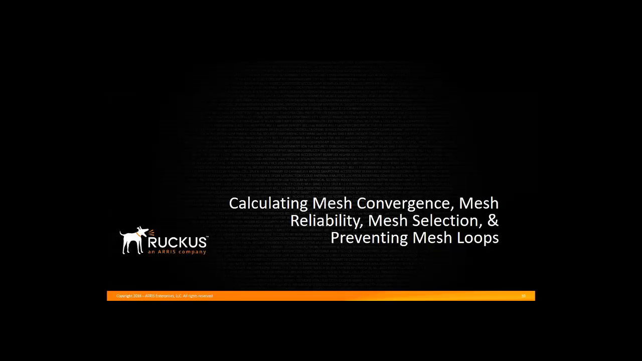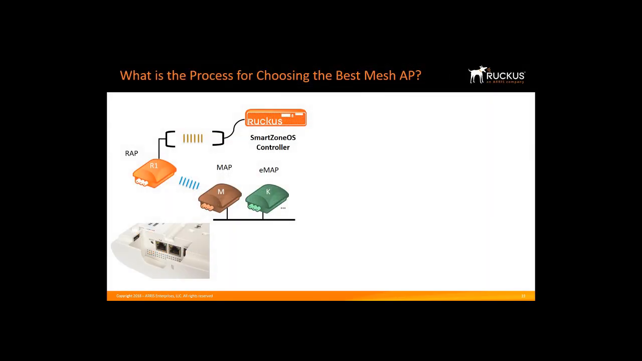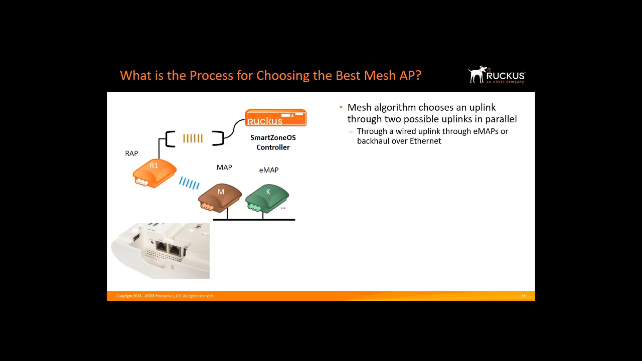This section will describe mesh convergence times and scenarios, the reliability of mesh selection, and preventing mesh loops. So what is the process for choosing the best mesh AP? Mesh chooses an uplink between two possible uplinks. One is through a wired Ethernet uplink through eMAPs or backhaul over Ethernet, and the other is through a wireless uplink. These are done in parallel.